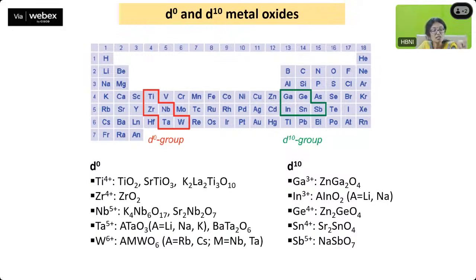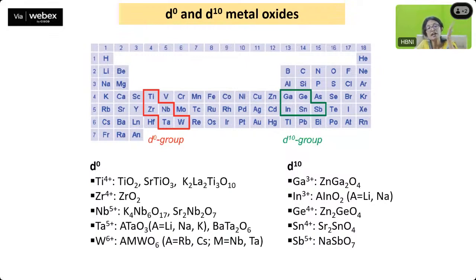Niobium 5+ is also a d0 system. For that, you have strontium niobate and potassium niobate. Then for tantalum 5+, you have lithium tantalate, sodium tantalate, potassium tantalate, or barium tantalates. Then tungsten, that is W6+. Then you have cesium and rubidium tungstates. So all these different kinds of metals, but here the central transition metal ion is a d0.